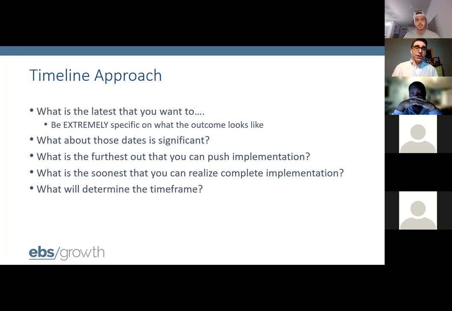And again, this is all question based. So tell me a little bit about why those dates, why is that significant? What's the furthest out that you can push the implementation to achieve that? What's the soonest that you can realize complete implementation? Now, why do we want to ask that one? What's the soonest that you would be able to realize a complete implementation of this? Why is that an important question?